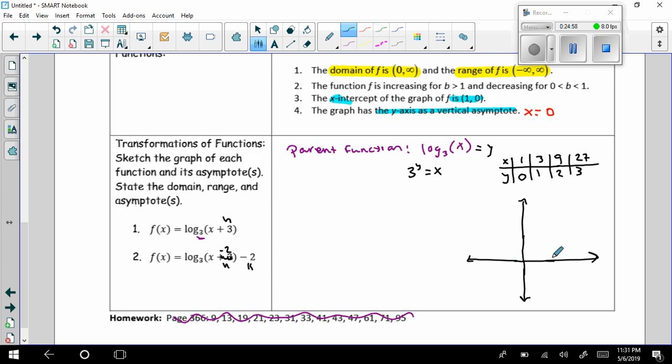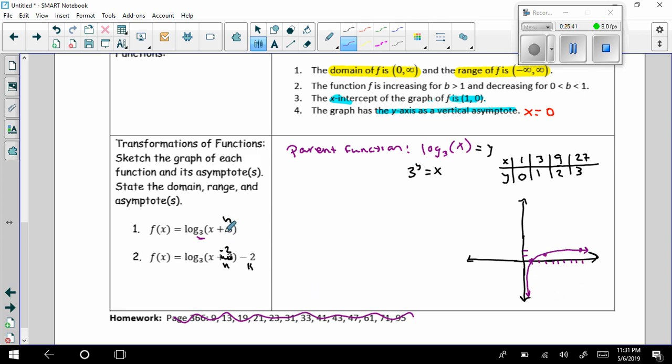Okay. We have 1, 0, 3, 1, 9, 2. So this is going to kind of curve down like this. It's going to get closer and closer to that 0, but never quite reach it, remember. There's no y value that would ever make this 0. So there's no x value that is 0.